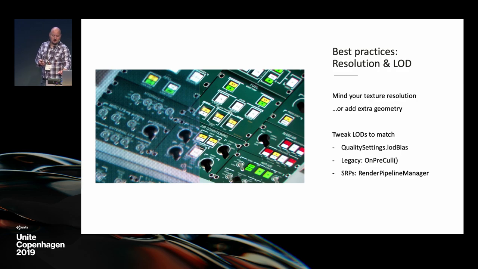You need to hook into, depending on whether you are using the legacy renderer or an SRP. For the legacy renderer, you can use the OnPreCull callback of a game object, and with SRPs, we can add ourselves into the beginCameraRendering delegate. Either way, in that callback, we can check the current camera viewport size and detect which view we are rendering into, and then adjust LOD bias accordingly.